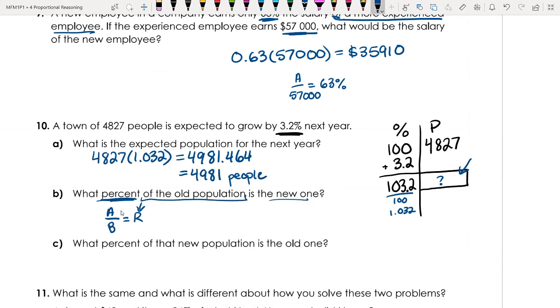is the new one. So actually what we'll start with, what we know is we know the base. You see, because it says here of the old population. So that's the old population down here, and that is 4,827 people. And it wants to know what percentage of that 4,827 is the new one. That means that's the amount. So that's 4,981.